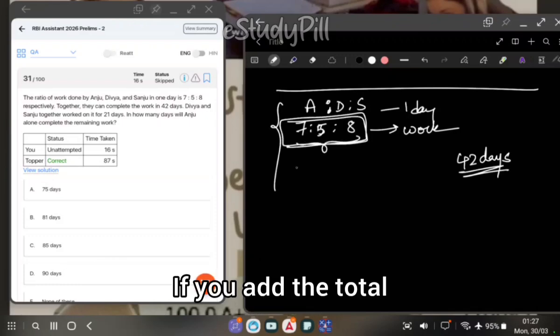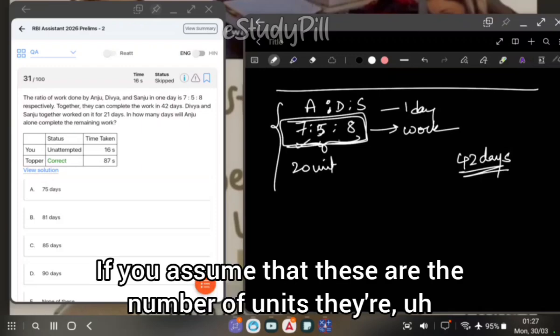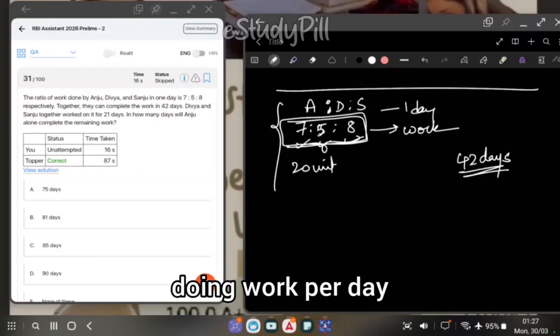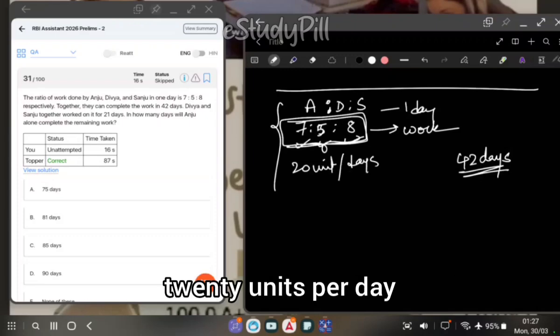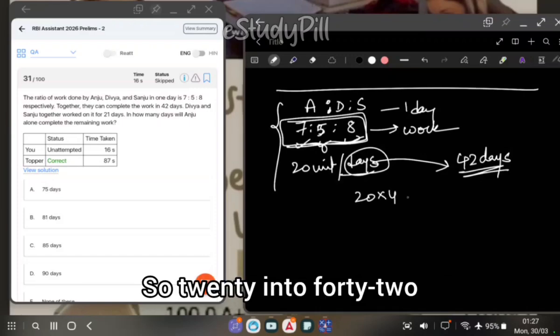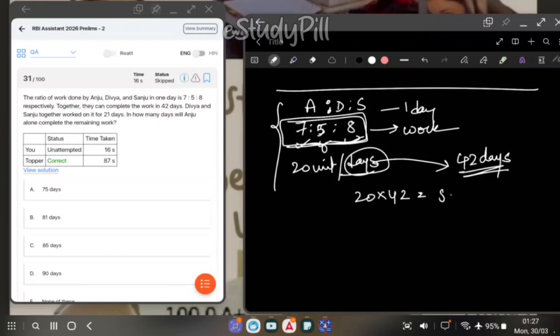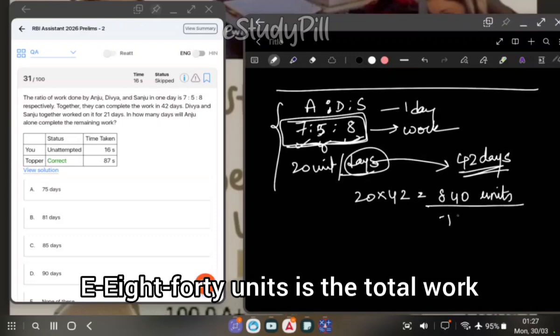If you add the total, how many are they doing? If you assume these are the number of units they're doing work per day, then all three of them together are doing 20 units per day. And how many days are they working? 42 days. So 20 into 42, which is how much? 840. This is the total work. 840 units is the total work.